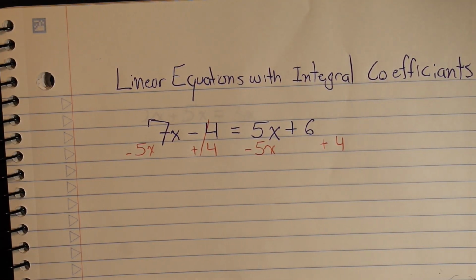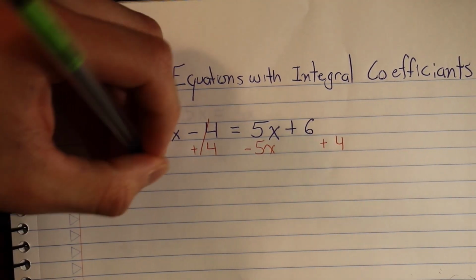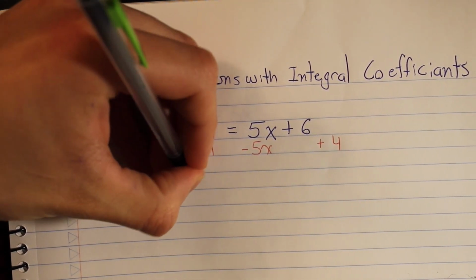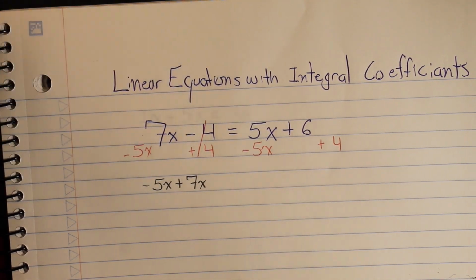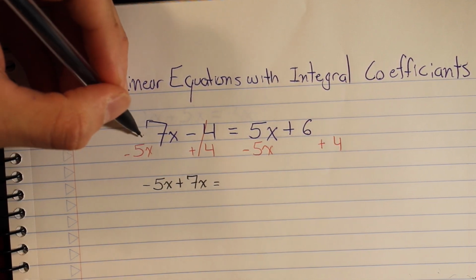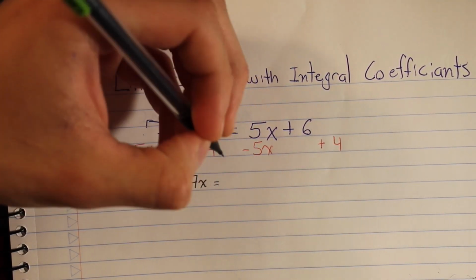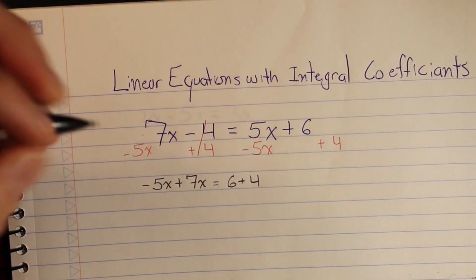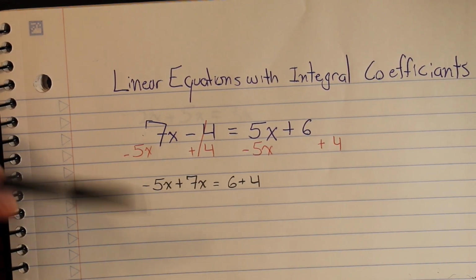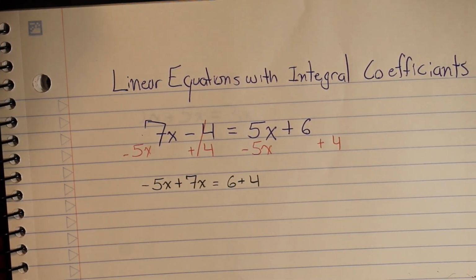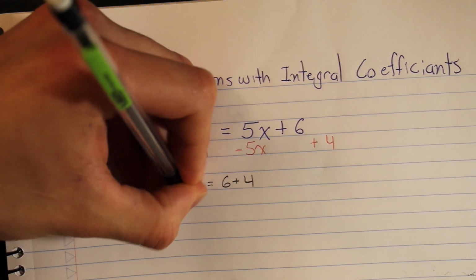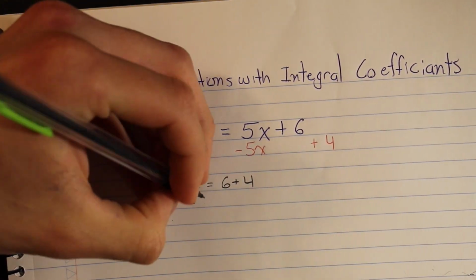And so now I'm going to rewrite it. It's going to be negative 5x plus 7x, and it's a plus because there's nothing in front of the 7, and so therefore it's positive. If there was a minus, then it would be negative. And now we have 6 plus 4, which you probably already know what that is. So we're going to simplify or combine like terms on both of these sides. So negative 5x plus 7x is equal to 2x. And also include the equal sign, and then 6 plus 4 would be 10.